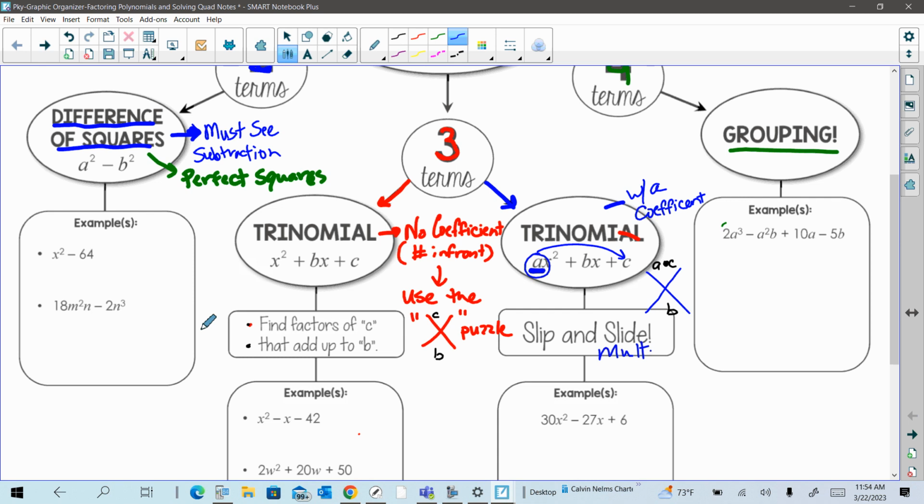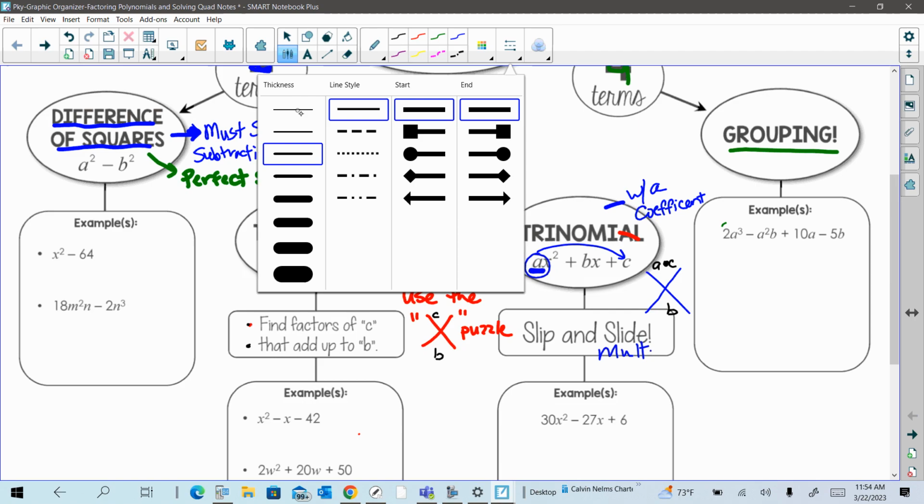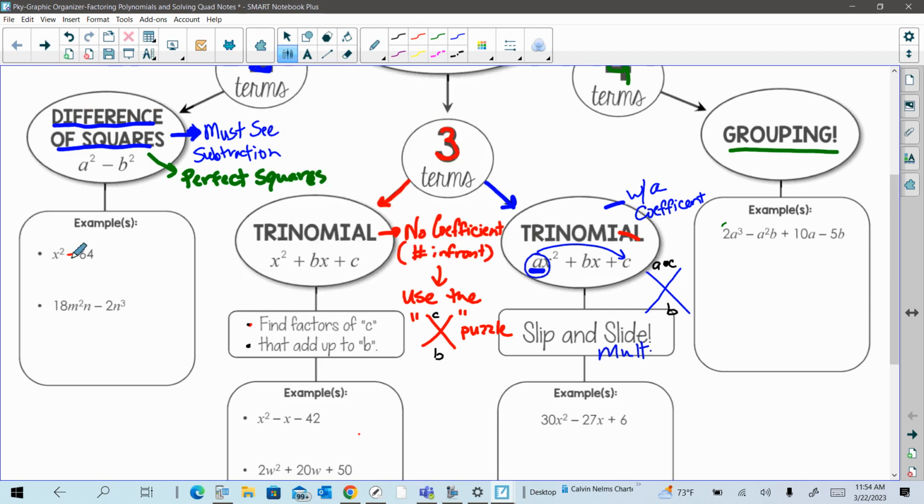So first thing we do is check to see if we have a subtraction problem. We have 2 terms and I have subtraction, so we're good. So then what we're going to do is see if we have a perfect square. I could take the square root of x squared and get just x. I could take the square root of 64 and just get 8. So whenever I have difference of squares, this becomes our result in our binomials. We would have x minus 8 and then x plus 8. Remember, when we have difference of squares, you're going to have a plus and minus as part of your factors.